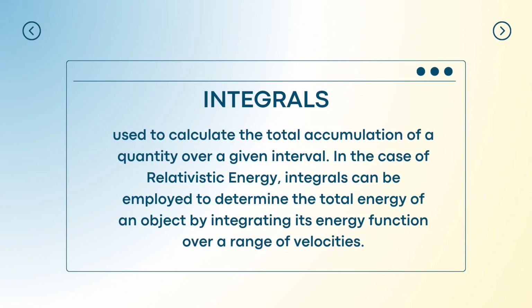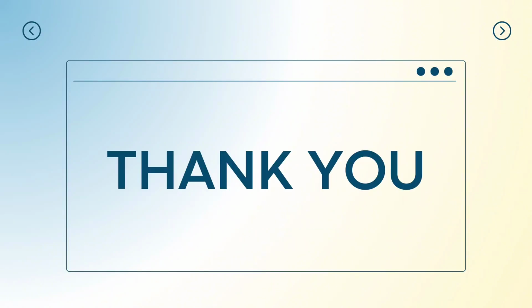In formula terms, the derivative of the relativistic energy function E with respect to velocity is given by dE over dv. And the integral of the relativistic energy function E with respect to velocity v over a specific range is denoted as this one. So that's all my discussion, and thank you so much.